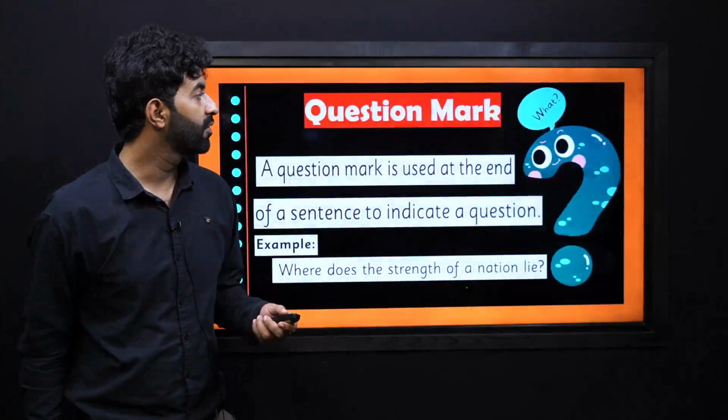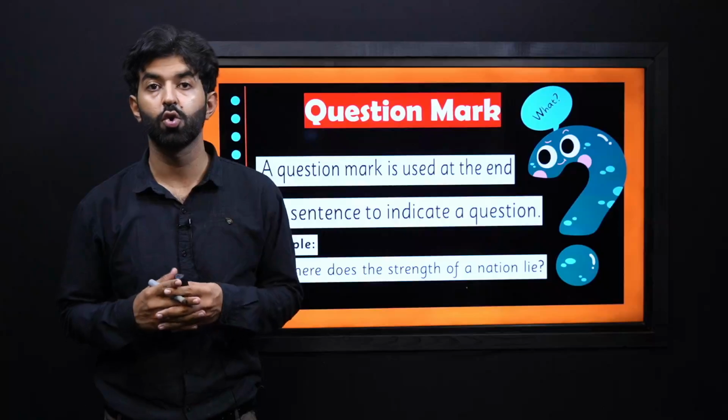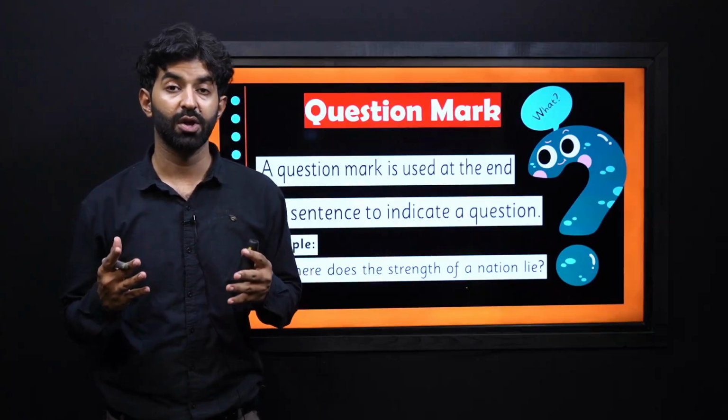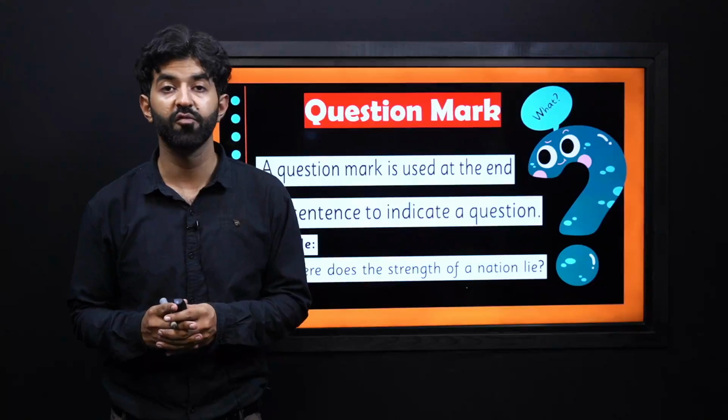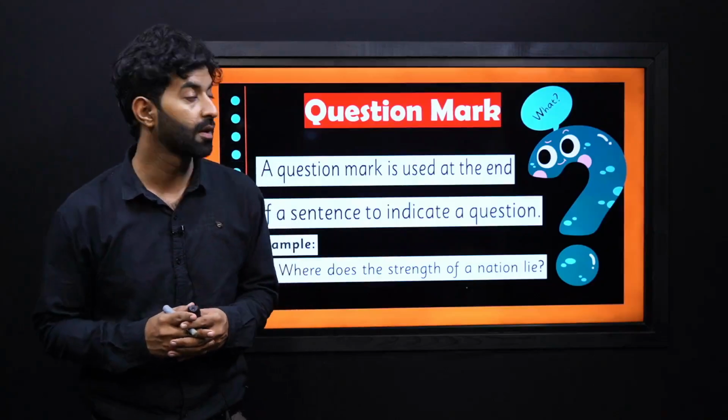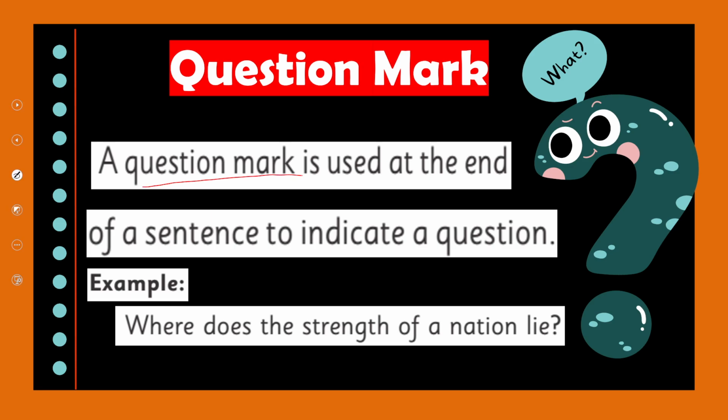Next, we have another punctuation which is the question mark. Yes, you can guess that correctly. We use them when we are asking a question. So a question mark is used at the end of a sentence to indicate a question.